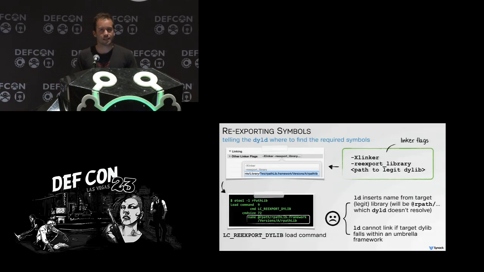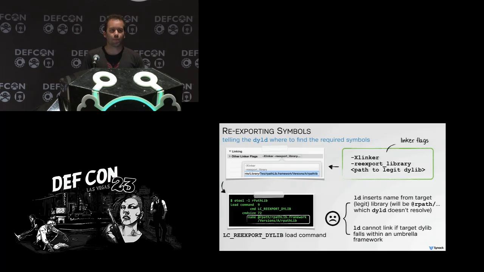It turns out that in OS X, you can actually do this. There are some linker flags you pass, and this creates a new load command, the LC_REEXPORT_DYLIB load command. Again, this tells the linker, "I don't have the symbols, but this other dylib has the correct symbols, so go get them from there."